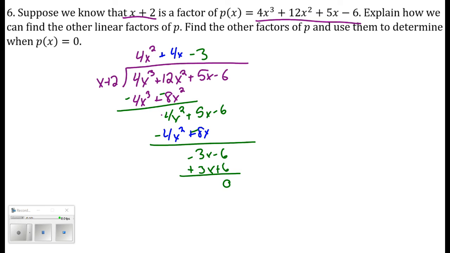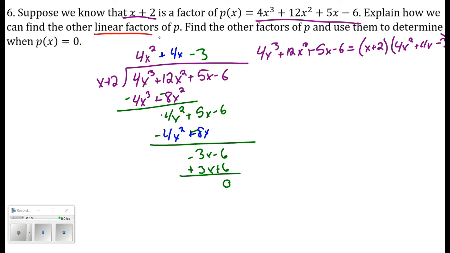So I know that I can write 4x to the 3rd plus 12x squared plus 5x minus 6 as x plus 2 times 4x squared plus 4x minus 3. So I found p of x as a linear times a quadratic factor, but I want it as the product of three linear factors because it's a cubic polynomial. So let's take that quadratic and factor it. Let's go over here to the side. 4x squared plus 4x minus 3.